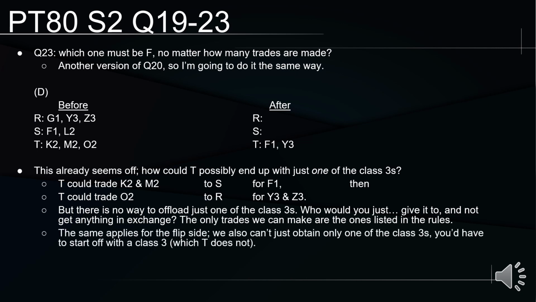The same applies to the flip side. So if we can't get both Y and Z and then just give away only Z, is it possible to obtain just Y on its own? And that also doesn't seem possible here. To do that, you'd have to start off with a single class 3 property, and T does not. There's no scenario where T starts off with just one of the 2 class 3 properties. So there's no way for T to just have Z and then trade that for Y and be done with it. That never happens. So I'm going to select this one because there seems to be no way to make this work. But since we're so close to the end of the list, I am just going to check the last one.